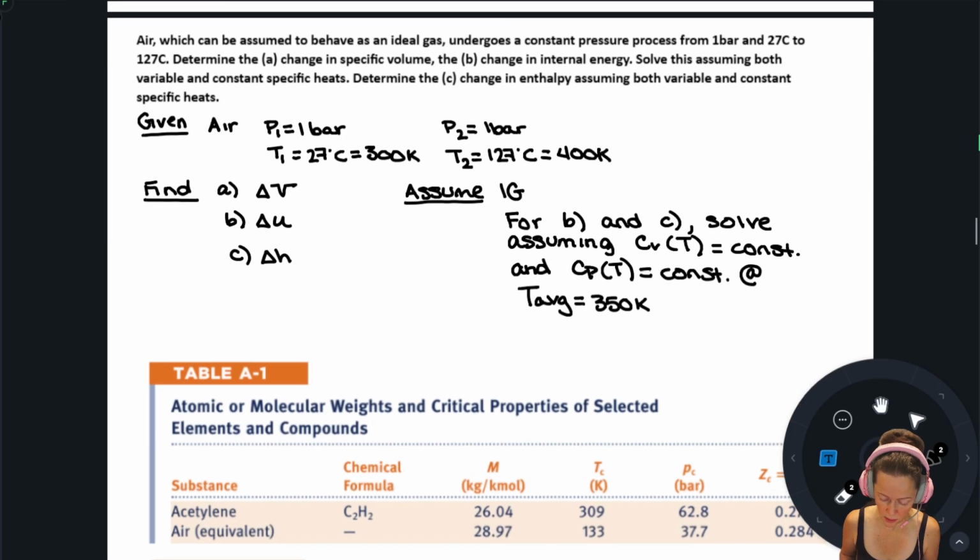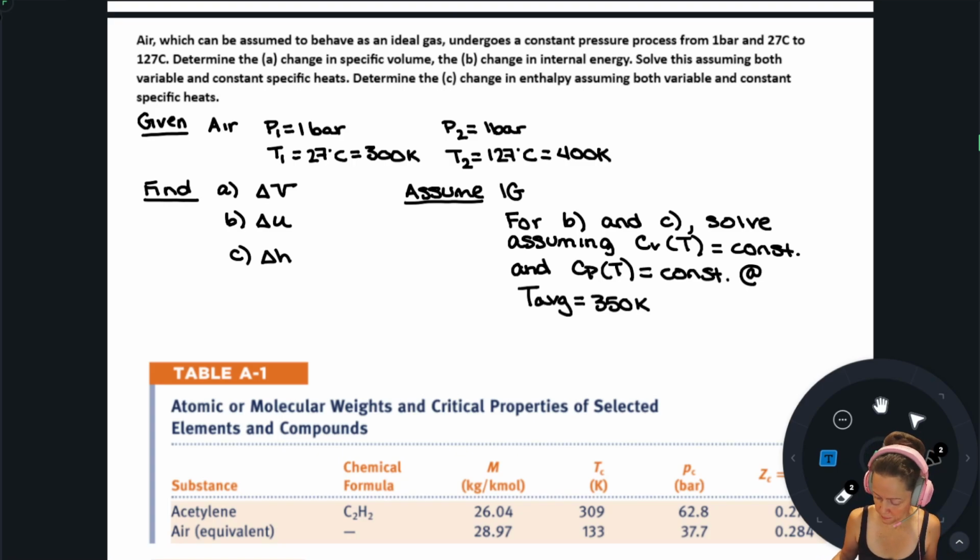We want to figure out the change in specific volume, the change in internal energy, and the change in enthalpy. And then they have a little note saying solve it assuming both variable and constant specific heats. So we're going to solve it both ways. So delta U, delta H, we're going to solve it both ways, and we'll see the difference between them and see was it really worth not assuming specific heats were constant.